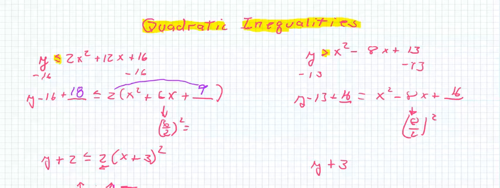There's no equal sign here. It's greater than. Do not use an equal sign. Y plus 3 is greater than x minus 4 quantity squared. And now we graph.